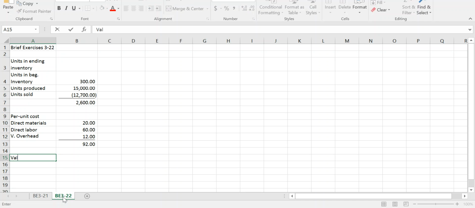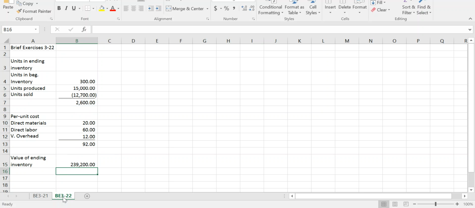So our value of our ending inventory, once again, we're going to take how many units we have, the 2,600, and multiply it by the $92 per unit product cost value for a total of $239,200.